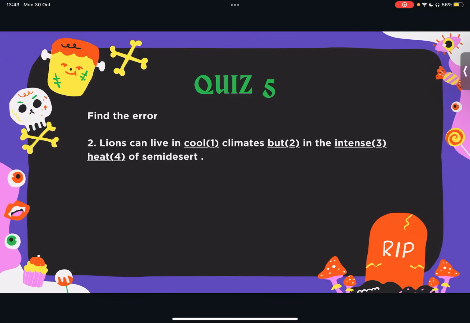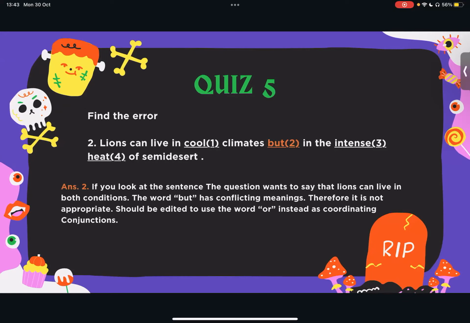The last quiz. Plants can live in cool climates, but in the intense heat of semi-desert. The answer is number 2, "but." If you look at the sentence, the question wants to say that plants can live in both conditions. The word "but" has conflicting meanings, therefore it is not appropriate and should be edited to use the word "or" instead, as a coordinating conjunction.